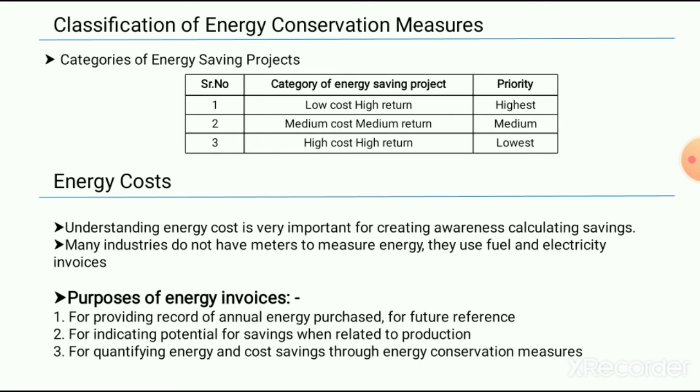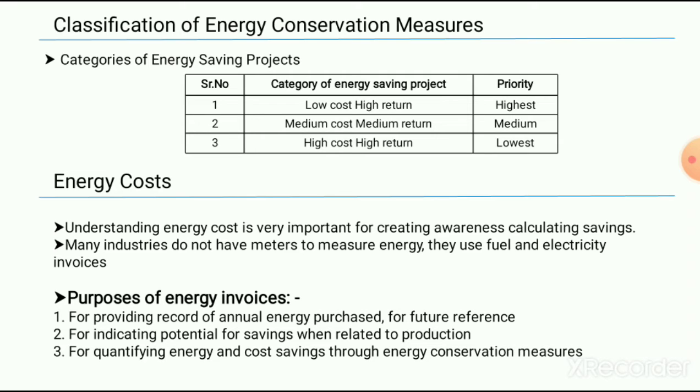Next is energy cost. What is meant by energy cost? In a simple way, the energy cost is nothing but the amount spent on the use of different types of energy. And the energy cost is very important for creating awareness for calculations of savings. In many industries, they do not have any meters to measure energy and they use fuel and electricity invoices.